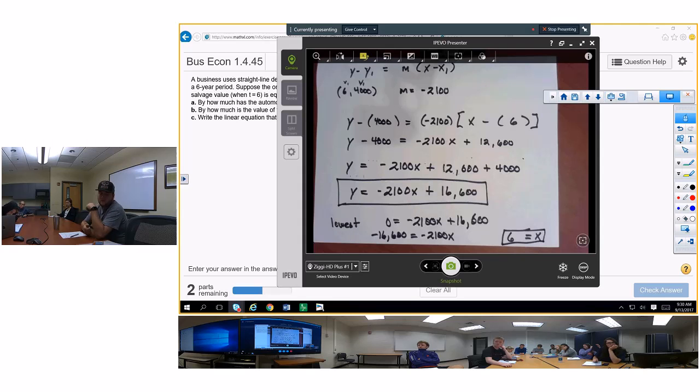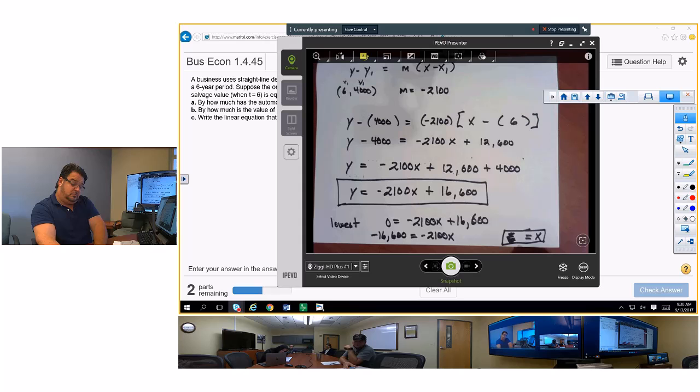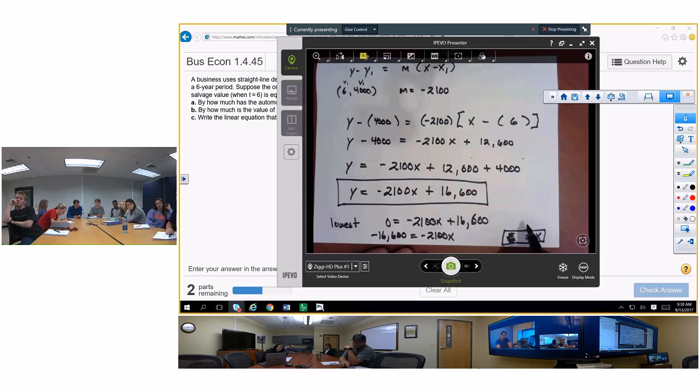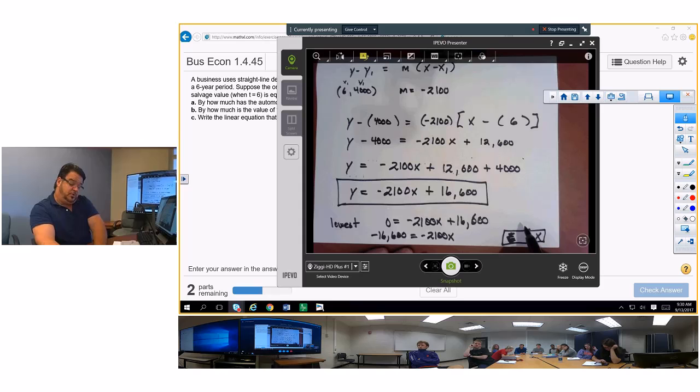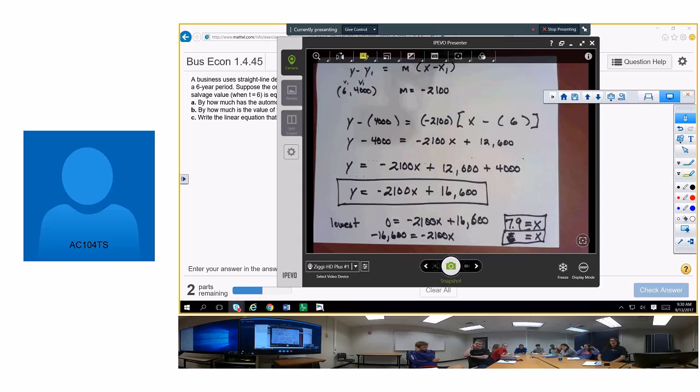7.90. Okay. Negative. No, it shouldn't be negative. It should be positive because they're both negatives. So 2100 divided into 16.6 comes out to be what? Negative 7.9. It's 7.9, positive 7.9. So your value of the car is worth nothing at 8 years.